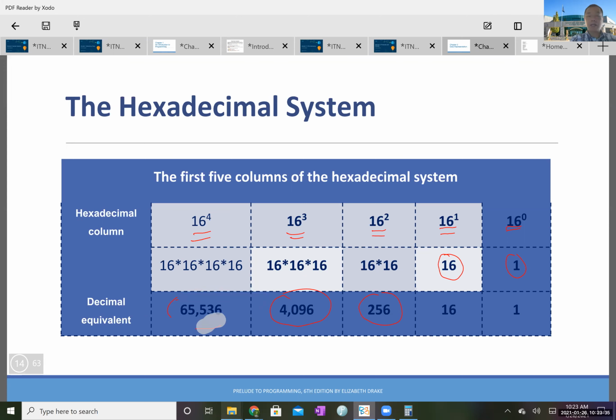Okay, so now, if I want to convert from hexadecimal to decimal, it works the same way, right? So think about if I have the number 2B here. If I have 2B in hexadecimal, what is the decimal value of that?